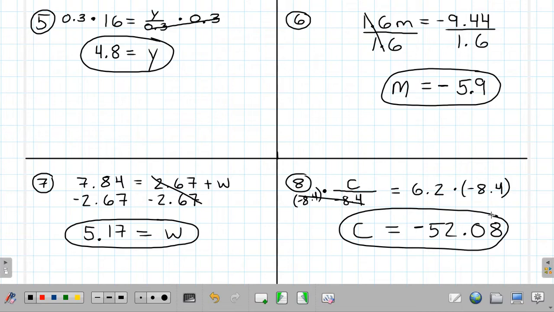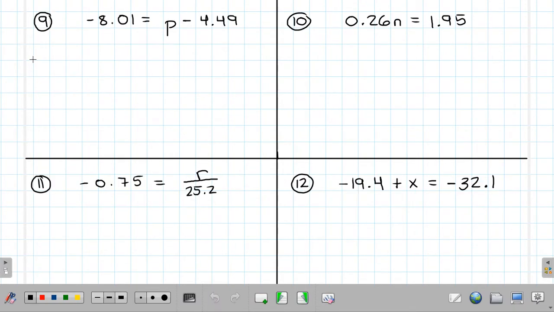And kind of lost on all this is, once again, if you're unsure if you got the right answer or not, plug it back in. So take this 4.8 and divide it by 0.3 and see if you don't get 16. Take the negative 5.9 and multiply it times 1.6 and see if you don't get negative 9.44, okay? So once again, you can always take your answer and plug it back into your equation just to see if you did it correctly. And then numbers 9 through 12, we'll go through these pretty quickly.